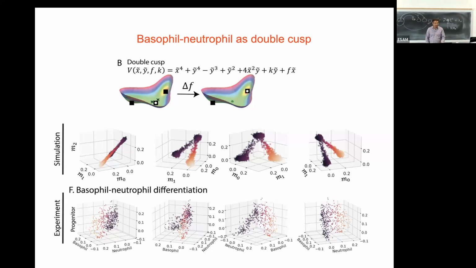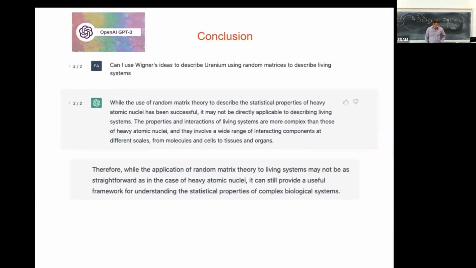I mean, extremely surprised. And so that's basically the talk. I think I finished kind of on time. And so here, I asked ChatGPT again, can I use Wigner's ideas to describe uranium using random matrices to describe living systems?